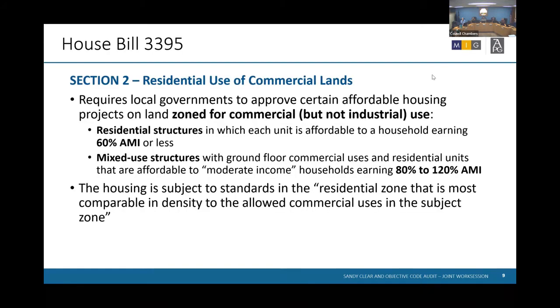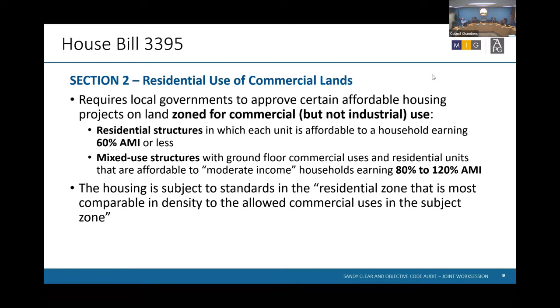So the first one is House Bill 3395, which was kind of an omnibus housing bill. There are multiple sections to it. I think at least 17, because I think we address section 17 in our amendments. But really, there are just 3 sections that we ended up including in the development code updates. So section 2 has to do with residential use of commercial lands. And this is the additional affordable housing allowances that only applies to lands that are zoned for commercial uses, and specifically excludes areas that allow industrial uses. So essentially only commercial zones this allowance would apply to.